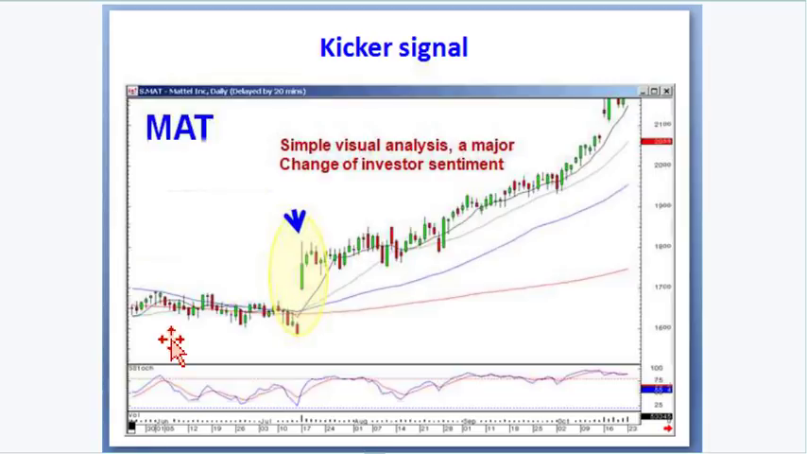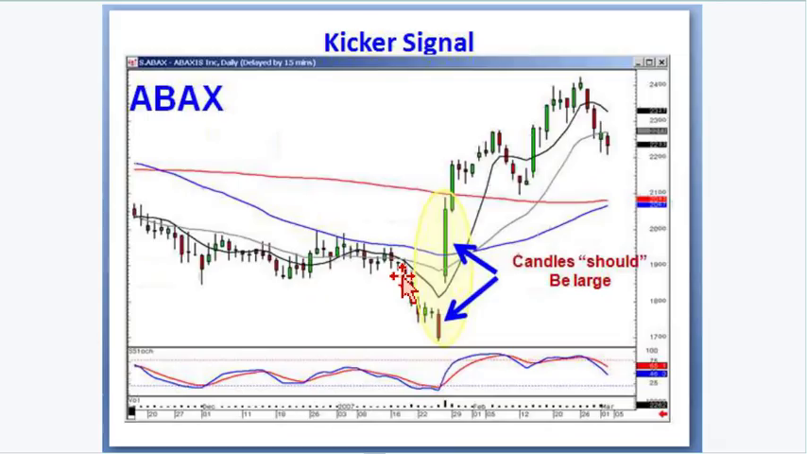When do you buy the gap? If I see a kicker signal, now the ultimate kicker signal is you don't want to see a tail or a shadow on the downside. So if I see this, the probabilities are not only pretty strong that we're going to be in an uptrend, but we're going to be in a strong uptrend. Now, when I say probabilities, the probabilities are that we're going higher.